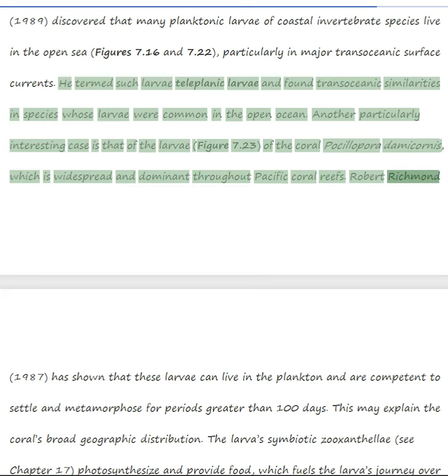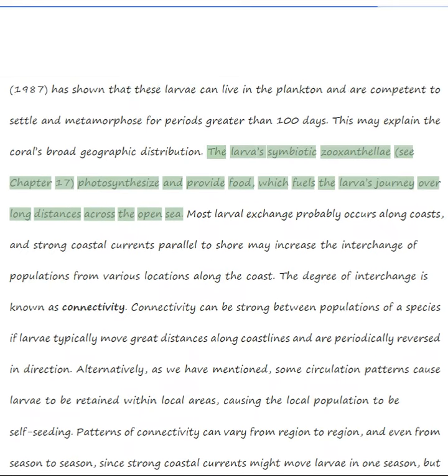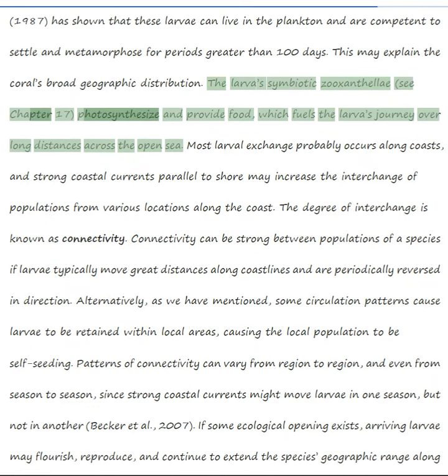Robert Richmond has shown that these larvae can live in the plankton and are competent to settle and metamorphose for periods greater than 100 days. This may explain the coral's broad geographic distribution. The larva's symbiotic zooxanthellae photosynthesize and provide food, which fuels the larva's journey over long distances across the open sea.